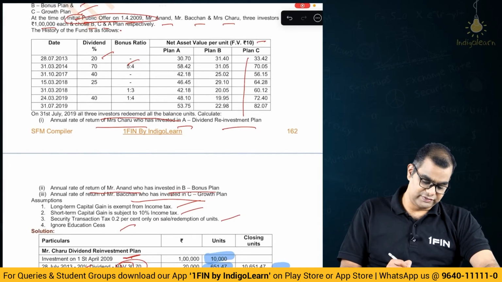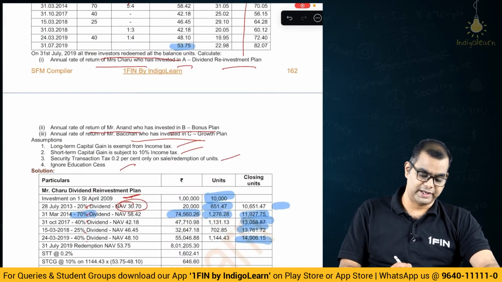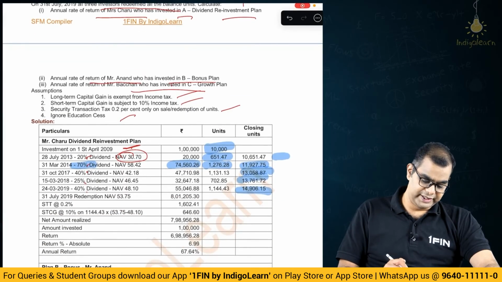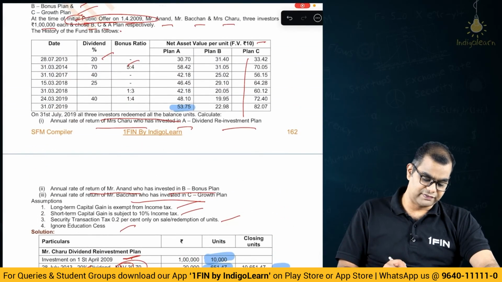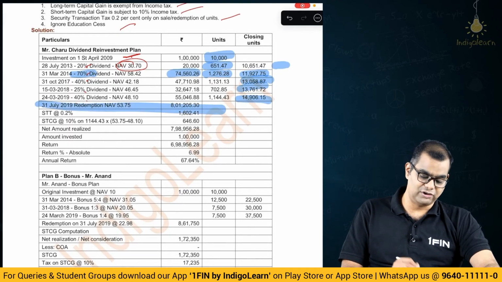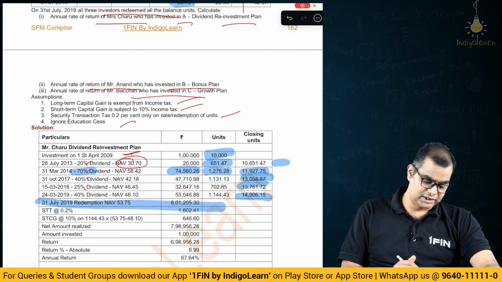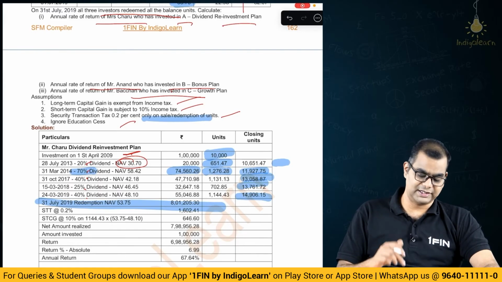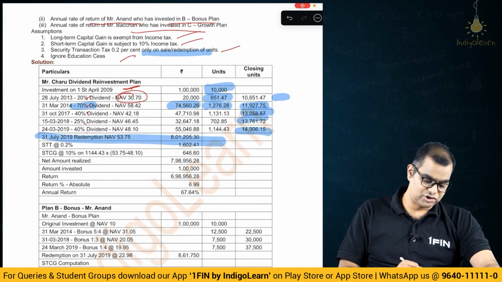Now, this 14,906 is redeemed. Charu invested in plan A, right? So, it is redeemed on which date? 31st July. What is the NAV on 31st July? 53.75. So, you multiply 53.75 into 14,900, you get a value of 8 lakh. On this 8 lakhs, they have said there is a short-term security transaction tax on sale or redemption. So, on the entire 8 lakhs, you have 0.2%, and then you have short-term capital gains.